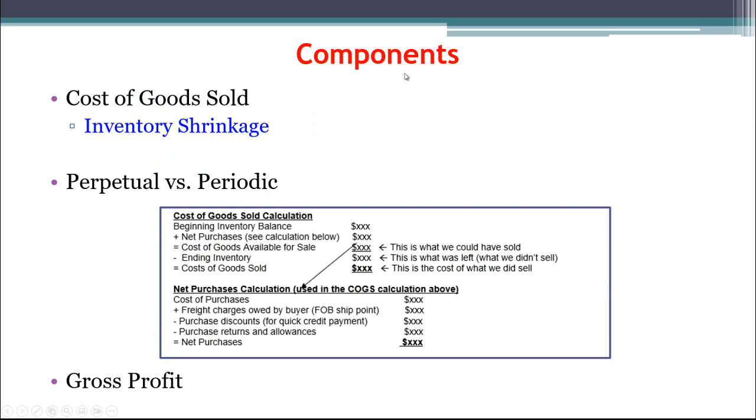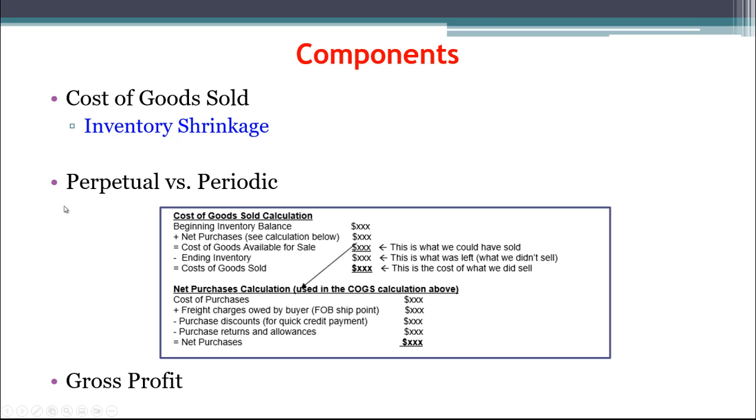Some of the other components that we talked about, we have the cost of goods sold. Again, that was the cost that we paid for the product to buy it, to sell it. There might also be costs related to inventory shrinkage, obsolescence, breakage, theft, things like that. We still have to record that as a cost of goods sold.